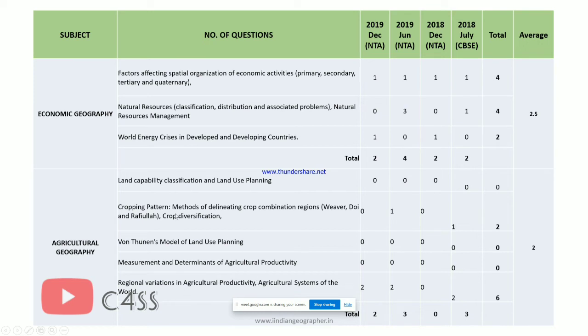In agricultural geography, you'll find the concentration is basically on cropping pattern related stuff, right? And regional agriculture variations, right? This also sometimes has a connection to India, wherein you are finding some 6 questions, right? For the rest of the topics, you can see there hasn't been any question, but there is always a possibility of a question from the Von Thunen model.